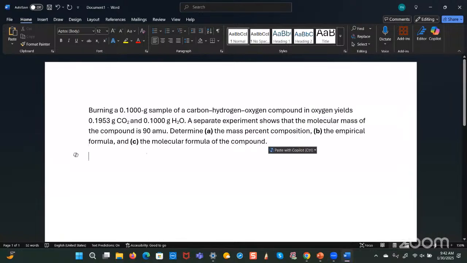Okay, so here's a question. Burning a 0.100 gram sample of a carbon, hydrogen, oxygen compound. So it tells you that the compound contains these three elements. In oxygen yields, and it gives you masses of carbon dioxide and water produced, right? And then it says a separate experiment gives the molecular mass as being 90 AMU. And they're asking for you to determine, firstly, the mass percent composition, B, the empirical formula, and C, the molecular formula, all right? So let me make this bigger.